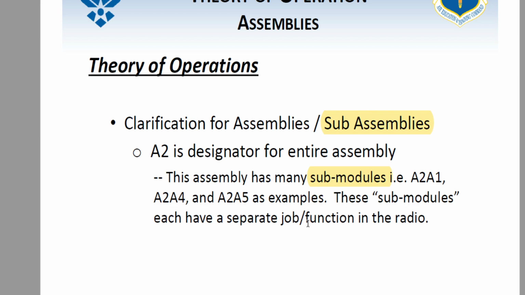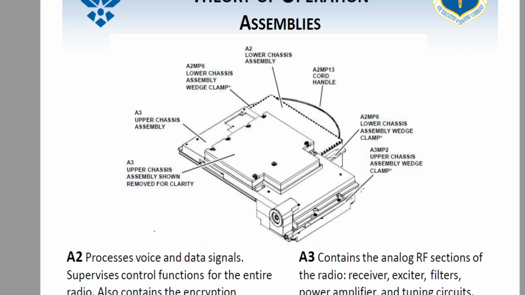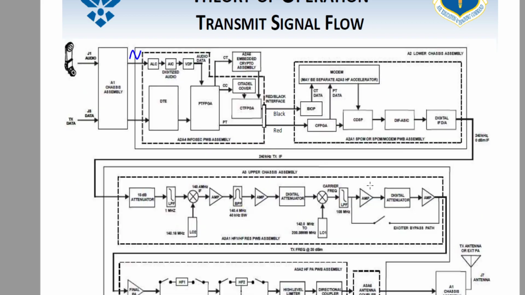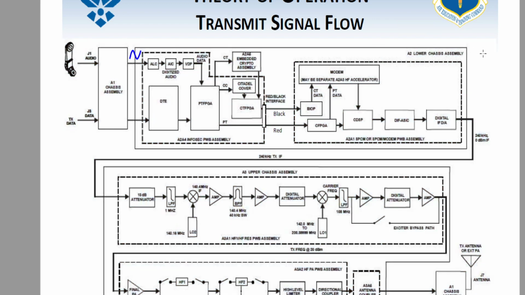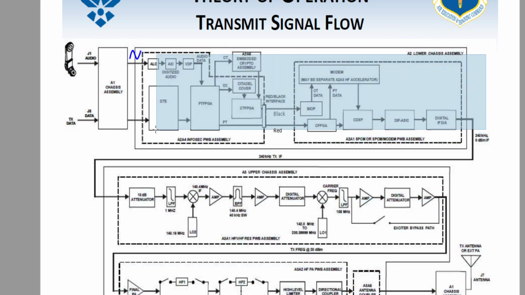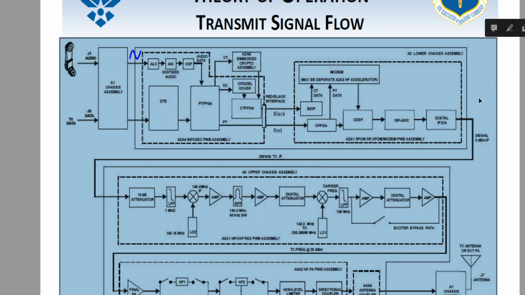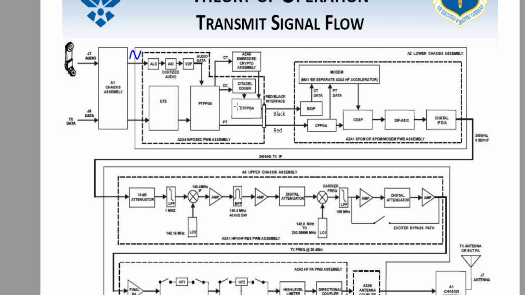What they mean by that is, if you're looking at your actual diagram over here, when they say A2, they mean this, the whole thing, right? So this whole thing right here is A2, this whole section up here. Now within that section, we have smaller things called subassemblies.